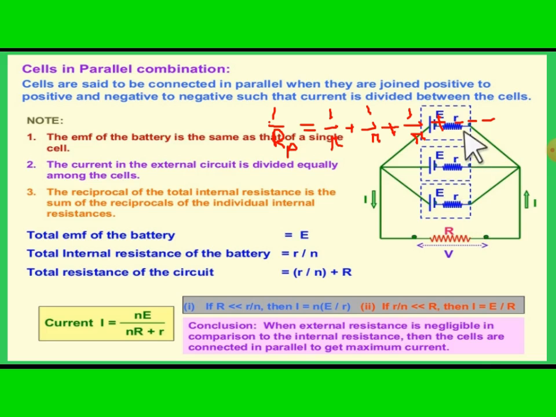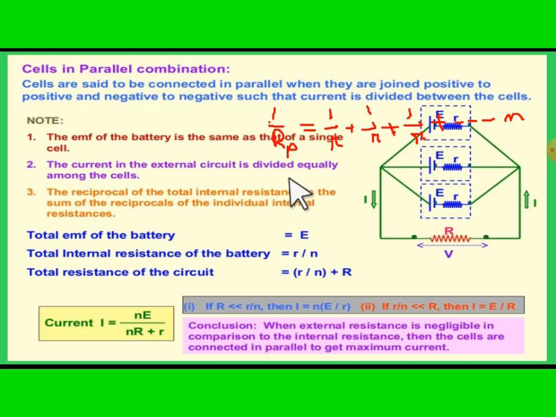Got it? So suppose in today's class we have taken that n such cells are connected in parallel, so we need to go up to n cells. First, second, third, then you need to go up to n times. If you have only 2, then it will be 1 by R plus 1 by R, that means it will be 2 by R, right? If you have 3 cells, then it will be 1 by R 3 times, so it will be 3 by R, right?